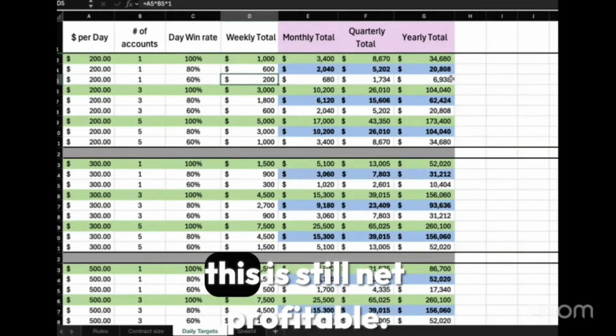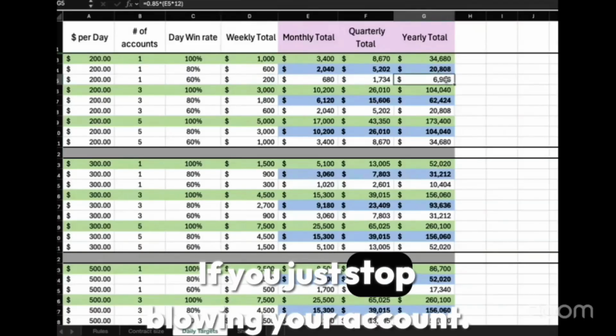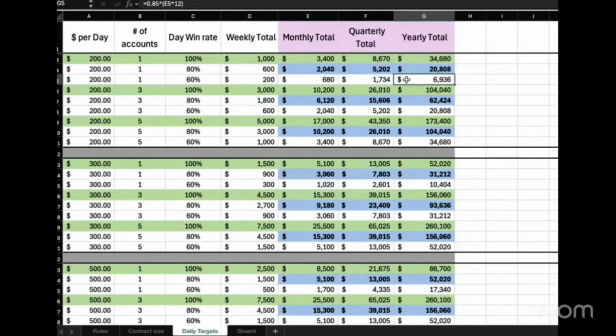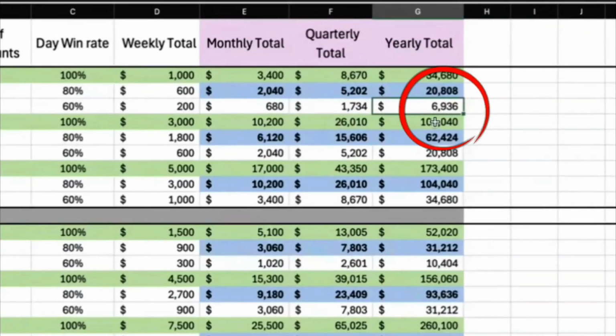At the end of the year, this is still net profitable. If you just stop blowing your account, if we stop giving it all back and breaking all the rules and doing all the dumb stuff, it's still net profitable, literally, with only technically a net gain of 1 positive day because the 2 losing days eat the other 2 winning days, right? That's wild to see this in person, like to see this in real life.